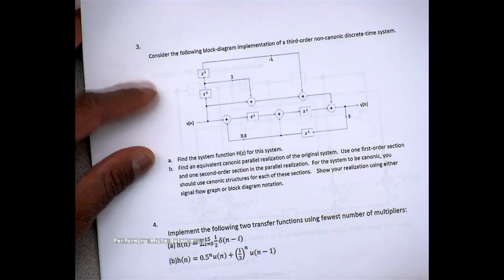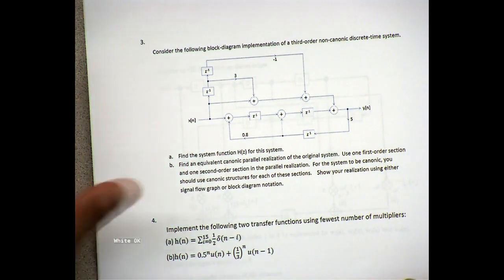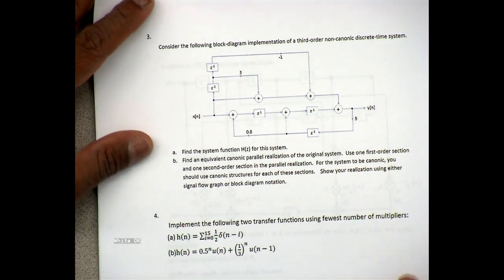Problem 3 in the homework, I was hoping we could go over that. Sure, that's fine. Let's take a look at problem 3. Okay, so it says: consider the following block diagram of a third order non-canonic discrete time system.